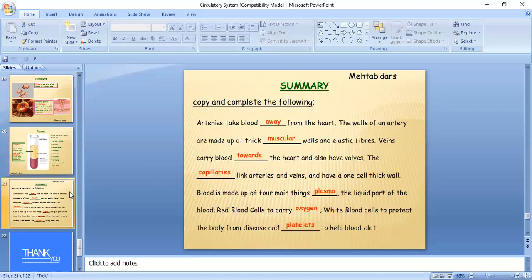Summary. Now I will summarize this topic a little bit, to copy and complete the following. Arteries take blood away from the heart, and the wall of the artery is made up of thick muscle and elastic fibers. Veins carry blood toward the heart and also have valves. The capillaries link arteries and veins and have a one cell thick wall. Blood is made up of four main things: plasma, the liquid part of the blood, red blood cells to carry oxygen, white blood cells to protect the body from disease, and platelets to help the blood clot.